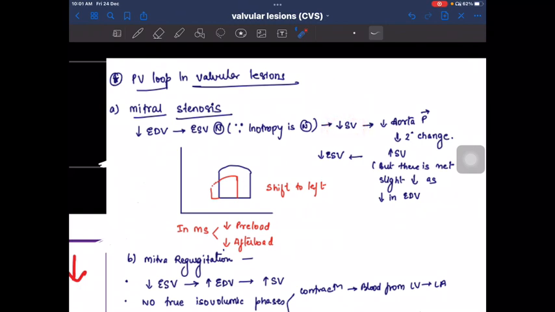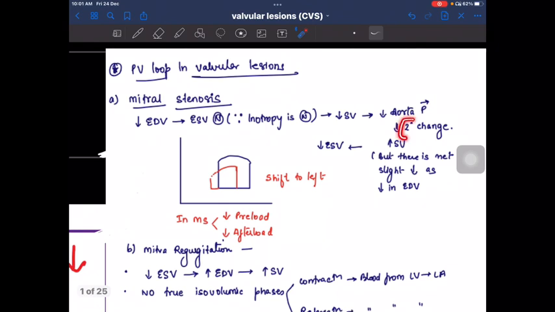We know that end diastolic volume minus end systolic volume is stroke volume. So if one is decreased, stroke volume will decrease. This will cause a decrease in aortic pressure, right? Because less blood is going to the aorta. Now, this will cause a secondary change in the body.